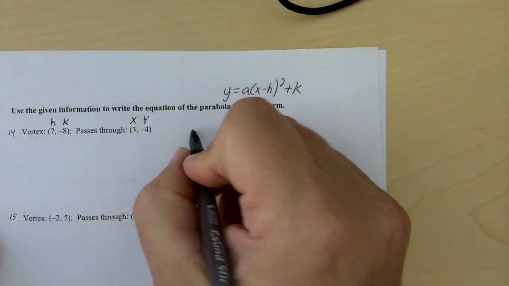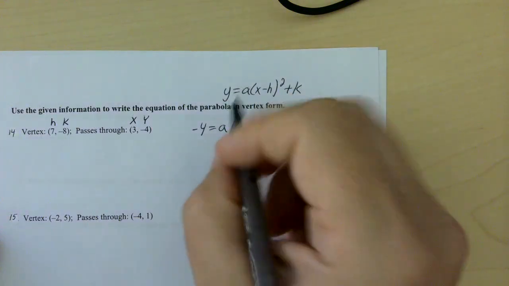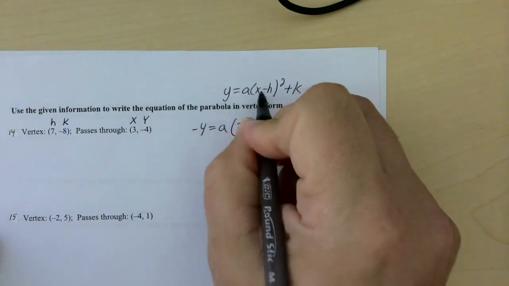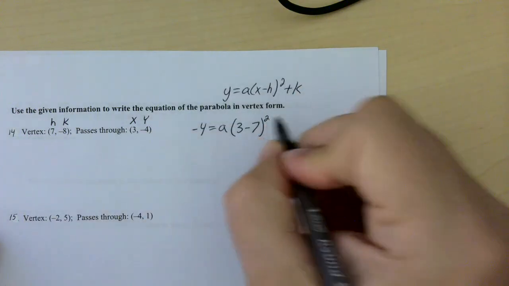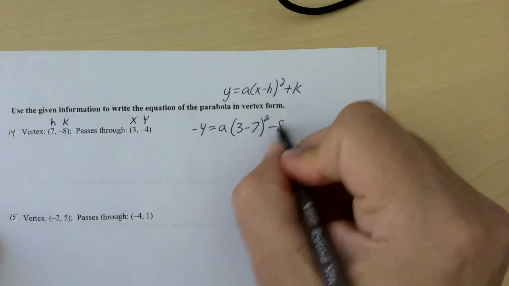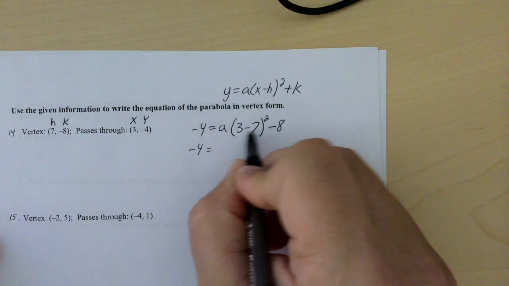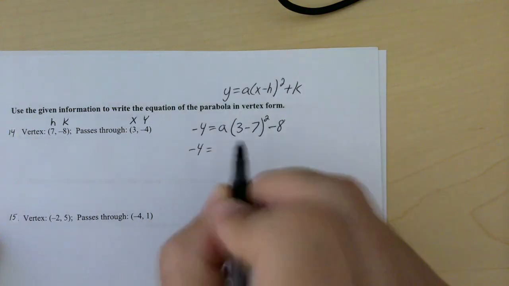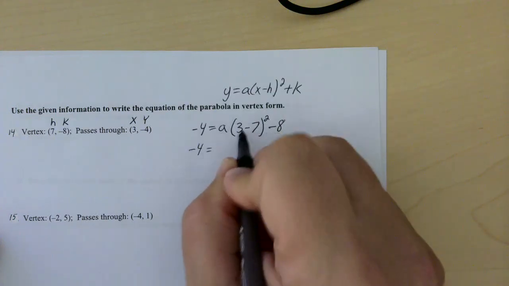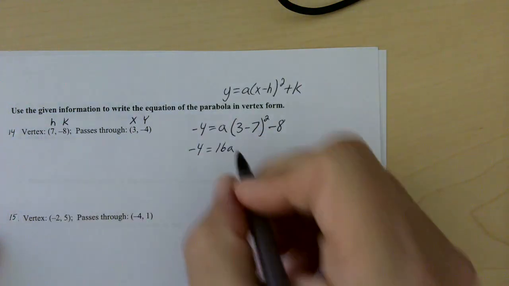So I'm going to replace the y with -4. I don't know what a is. We're going to solve for it, and it won't take too long to solve. I have my 3 minus my 7. I'm going to have to square that, so don't forget to square. And then minus 8 on the outside. Okay, so my first thing I'm going to do is calculate this part. So 3 minus 7 is -4, and -4 squared is 16. So it's a times 16. I'm going to write it as 16a. I just think it looks better.